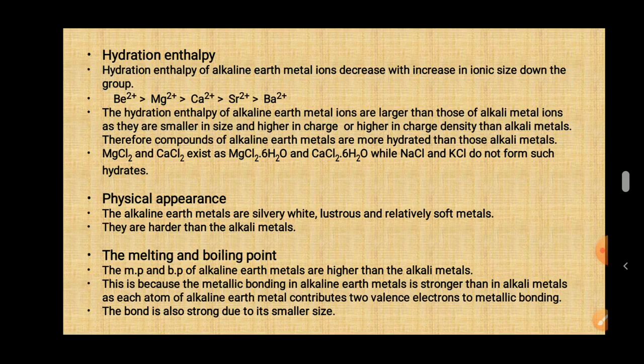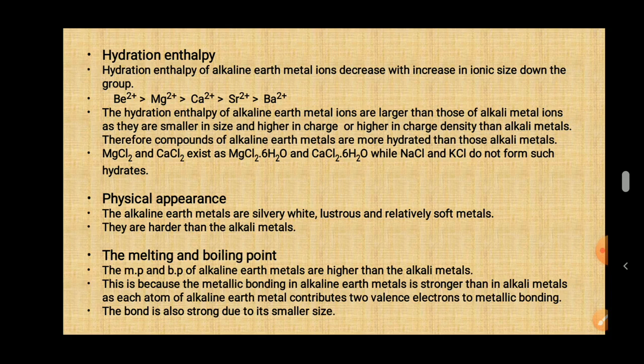Now melting point and boiling point. Melting point and boiling point of alkaline earth metal is usually higher than the alkali metals. Why? Because of the small size. Alkaline earth metal is smaller in size compared to alkali metals. Therefore, its melting and boiling point is higher than the alkali metals.